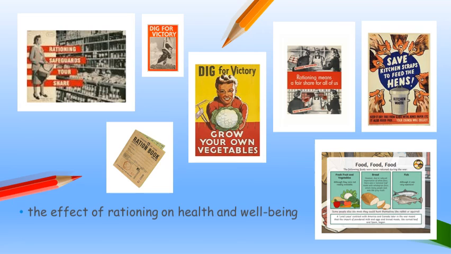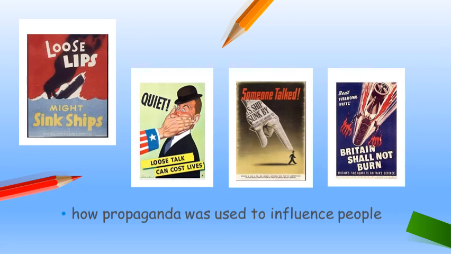We'll look into the effects of rationing on health and people's well-being, and we'll decide whether you think a wartime diet would have been healthier or less healthy than a diet nowadays. We'll look at lots of propaganda posters, and we'll decide how these could have been used to influence people's thoughts and lives.